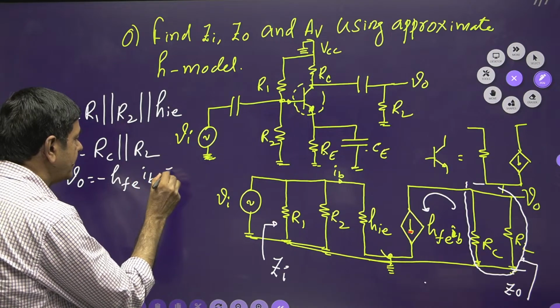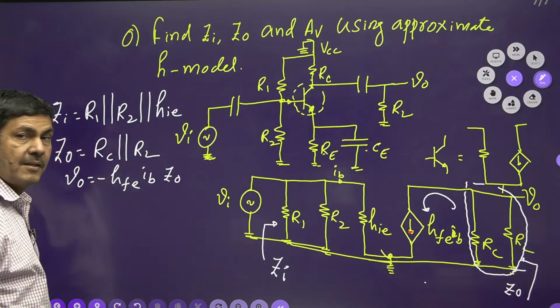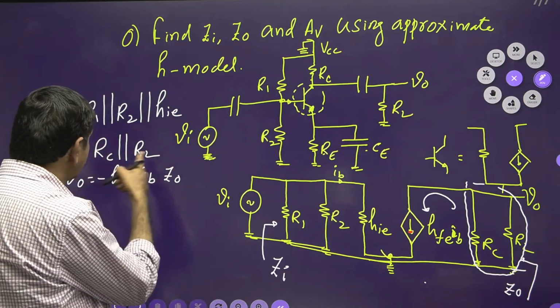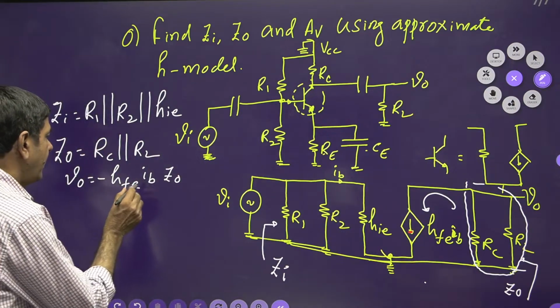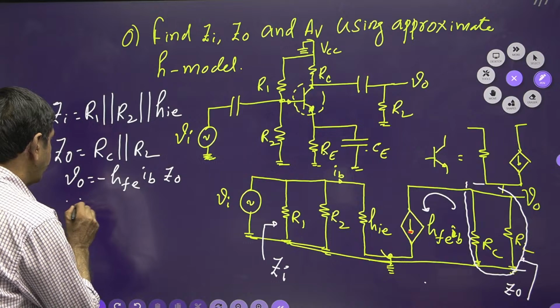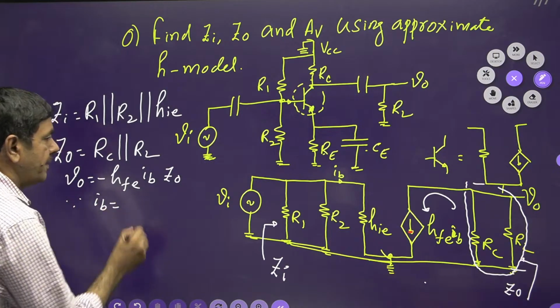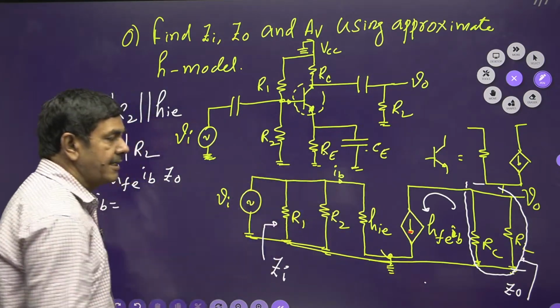So current into impedance is nothing but V0 equals minus hFE into IB into Z0, I can use. But how to find the Z0? You know, RC parallel to RL. You can use that formula only. Then what is IB here, required to find out the voltage gain? What is the base current? This is the base current now.